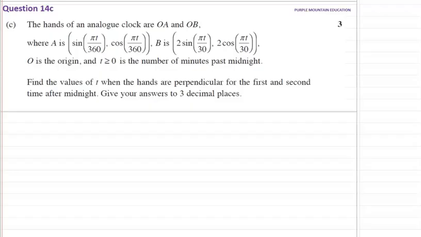Question 14c. The hands of an analog clock are OA and OB, where A has coordinates sine pi t on 360, cos pi t on 360, and B is 2 sine pi t on 30, 2 cos pi t on 30. O is the origin, and t greater than or equal to 0 is the number of minutes past midnight. Find the values of t where the hands are perpendicular for the first and second time after midnight. Give your answer to 3 decimal places. Pause here to try yourself.